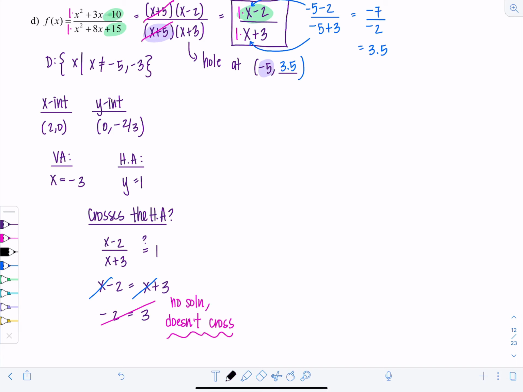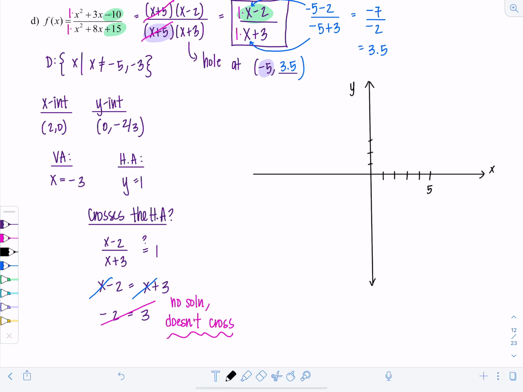Good. Now it's time to put it all together. This one's actually much easier than the other ones we've graphed because we only have one vertical asymptote. So x-axis, y-axis, 1, 2, 3, 4, 5. Let's see, the hole is all the way at -5, 3.5, so I'll do a wee bit more. Okay, so let's put the asymptotes in. We've got x equals -3, y equals 1.